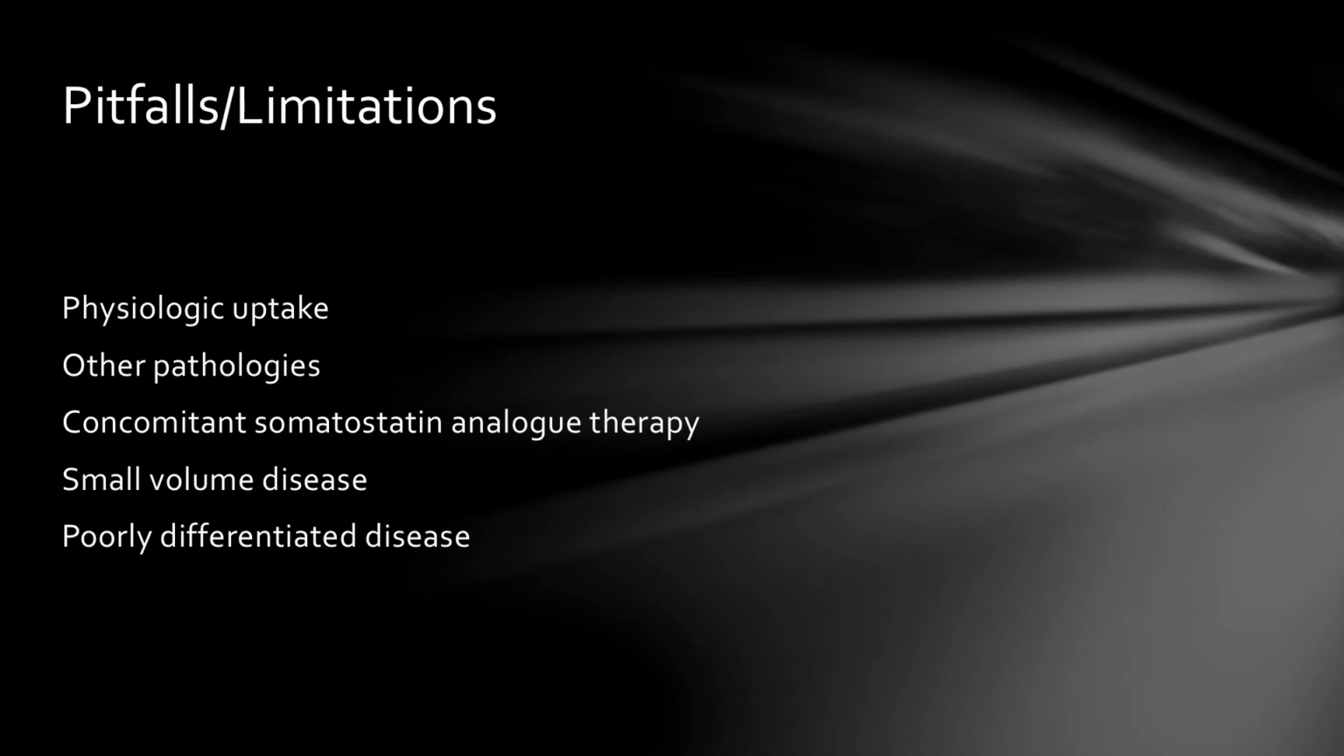Small volume disease may be less accurately assessed on PET-CT, particularly in the liver, where MRI is much more sensitive than PET-CT. MRI can detect lesions down to about 2 millimetres, whereas PET-CT has a size cutoff around 4 to 6 millimetres. And as mentioned, poorly differentiated disease may stop expressing somatostatin receptors, and in these settings there's a complementary role for FDG PET-CT.